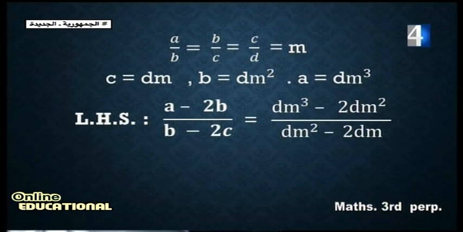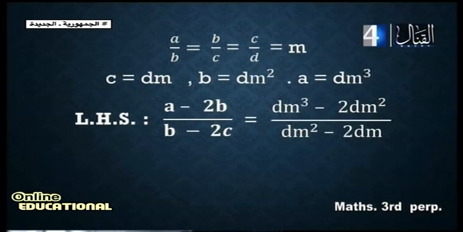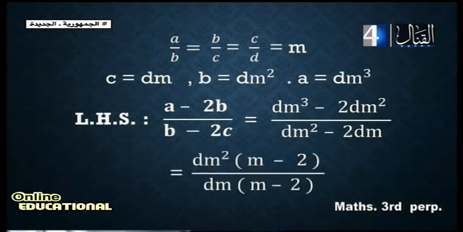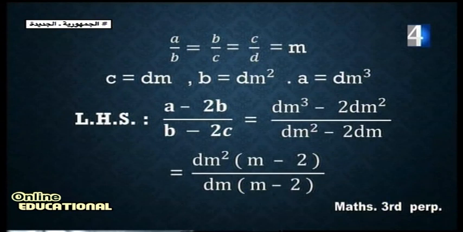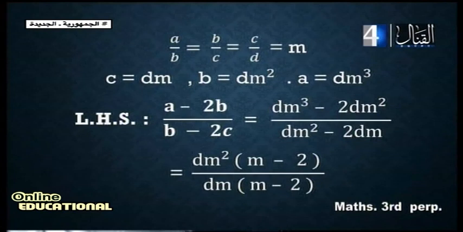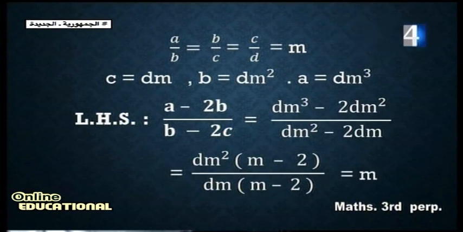Yes, of course, you can take a common factor from both the numerator and the denominator. What about the common factor from the numerator? It's dm to the power of 2. So by taking dm to the power of 2 as a common factor, you are going to open brackets m minus 2. What about the common factor of the denominator? It is dm. So dm brackets m minus 2. By simplifying d with d and the power 2 with m, and m minus 2 with m minus 2, you obtain a result as m. And this is the left-hand side.